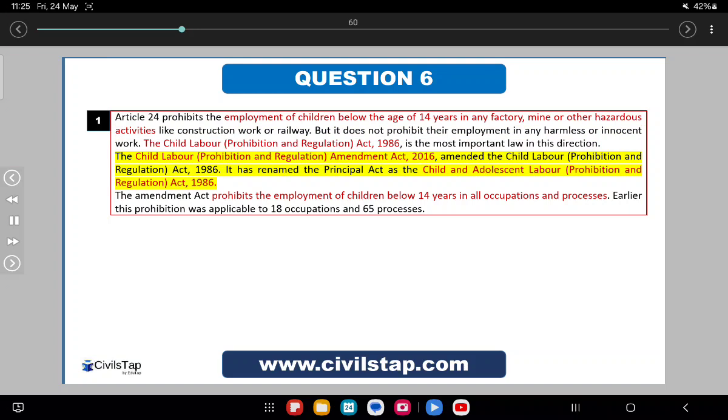The Child Labour Prohibition and Regulation Amendment Act, 2016, amended the Child Labour Prohibition and Regulation Act, 1986. It has renamed the principal act as the Child and Adolescent Labour Prohibition and Regulation Act, 1986. The Amendment Act prohibits the employment of children below 14 years in all occupations and processes. Earlier this prohibition was applicable to 18 occupations and 65 processes.